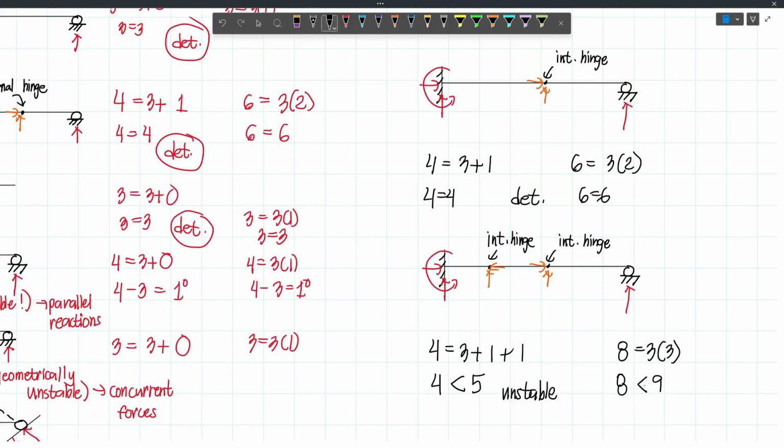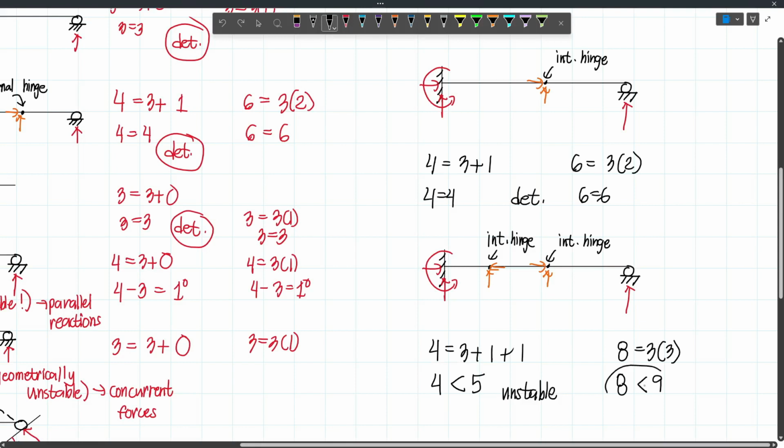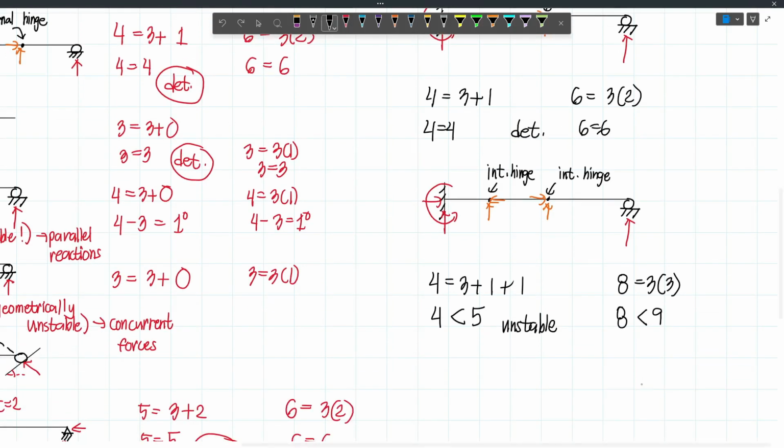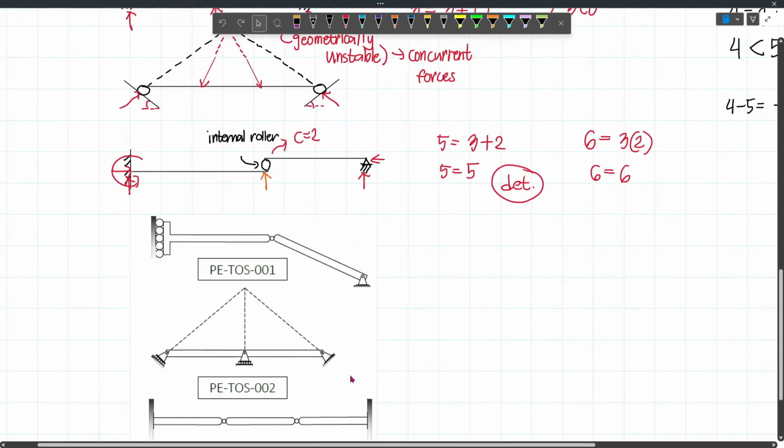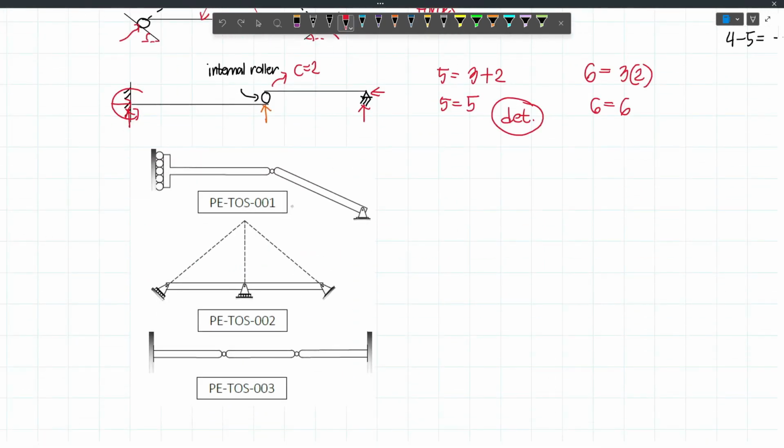Now, isn't it different, what we got as the final answer? However, the difference between them is the same. 4 minus 5 is equal to negative 1. 8 minus 9 is equal to negative 1. And so, you will be able to conclude that it is unstable. So if the difference of the two is negative, it is automatically unstable. So, that's it. And so, try this as an answer in the midterms.